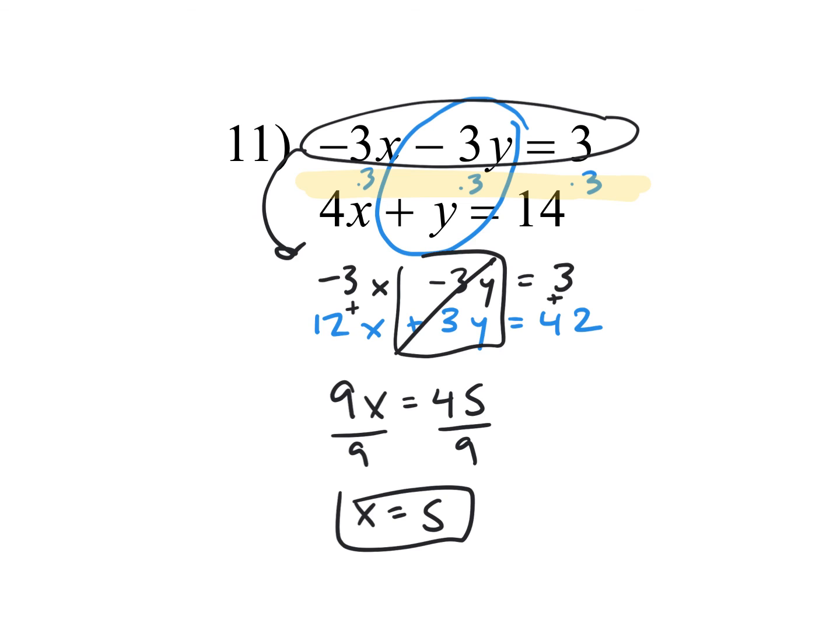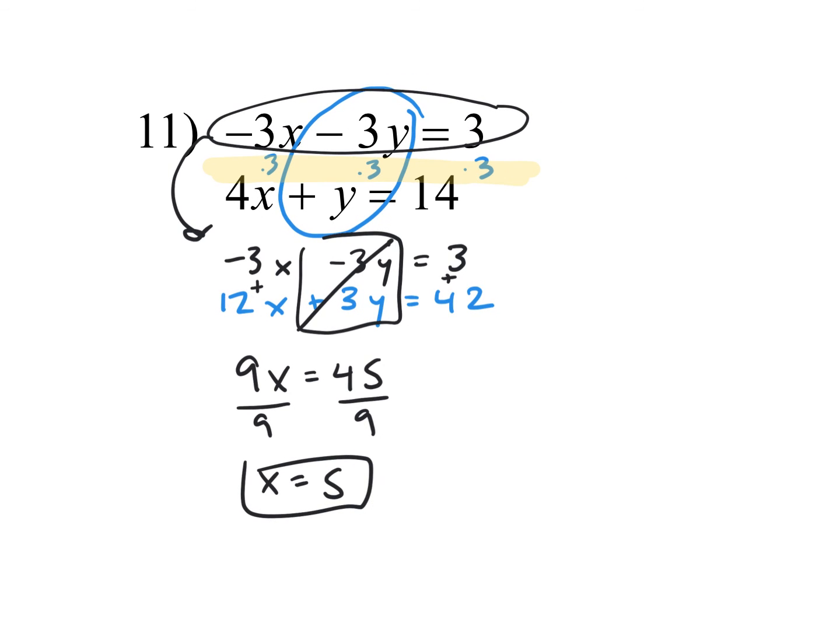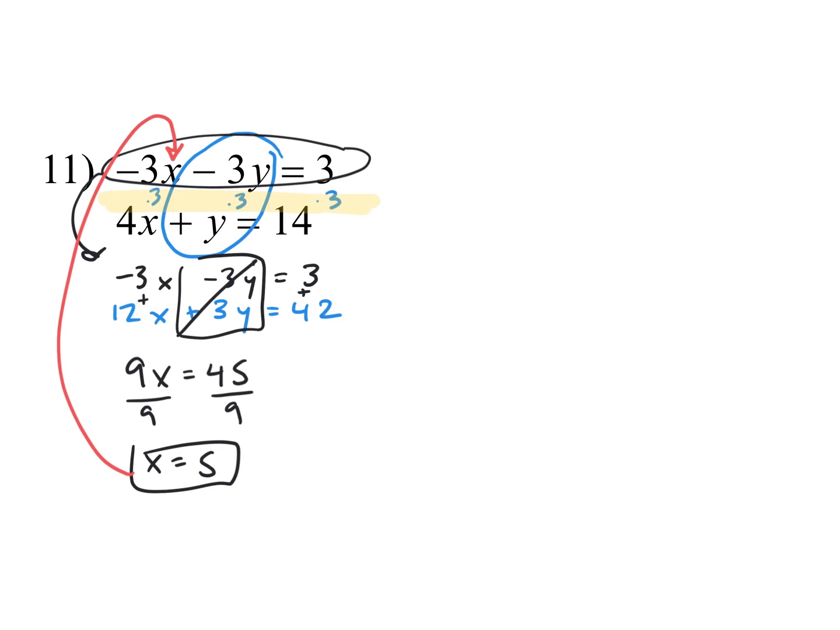How do I find the other one? Plug it in. Which equation do I want to plug it into? The first one? I can. That works. I would probably pick the second one just because the y is all by itself, but it doesn't matter. I'm going to plug it into the first one, but just make sure you plug it into x. So here I have negative 3 times 5 minus 3y is equal to 3. What's negative 3 times 5? Negative 15. Negative 15 minus 3y is equal to 3.